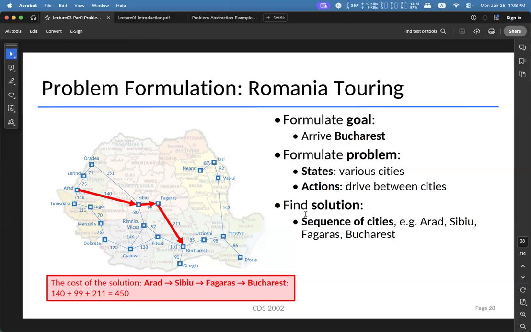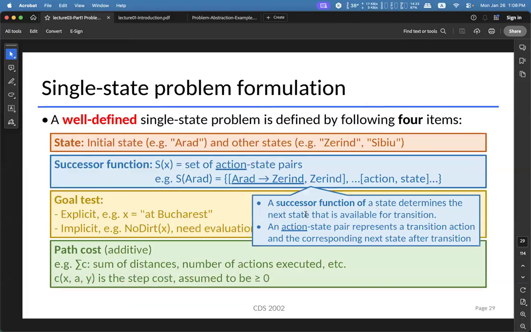So in essence, with the successor function, you don't need to have the graph or the network, because the successor function has already encapsulated all the things you need to learn about the network. Any questions?